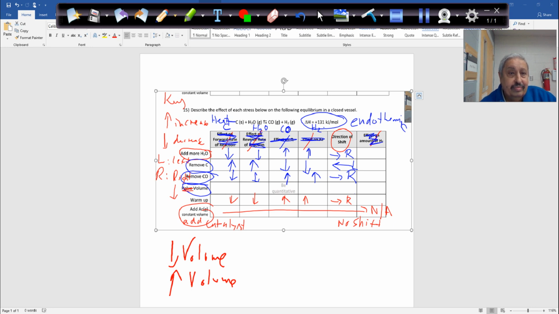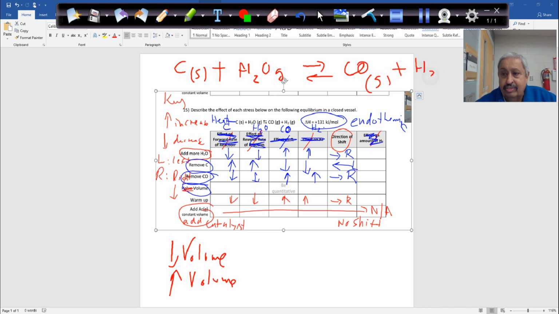Remember, the reaction is, just write the reaction here. The reaction is: carbon solid plus H2O gas gives you CO gas plus hydrogen gas, plus heat. So if you increase the volume, where will the shift be? Well, I can't do this unless I calculate the number of moles. Solids are not part of consideration.